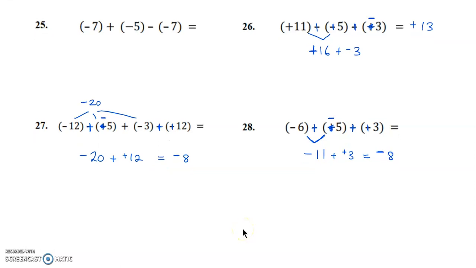I hope you found this lesson helpful, and you can give all the other questions a try. Remember, same, change, opposite, and follow your rules for addition for integers.